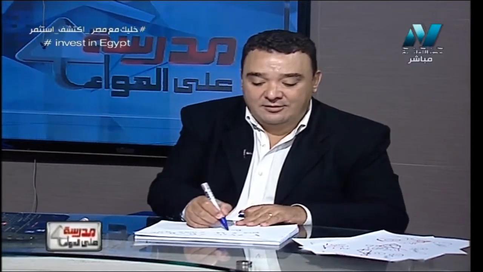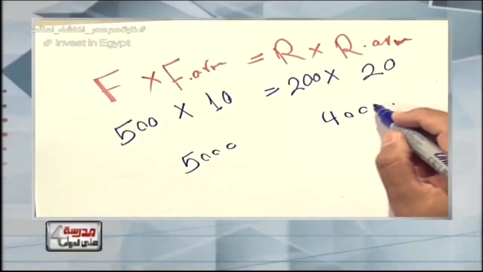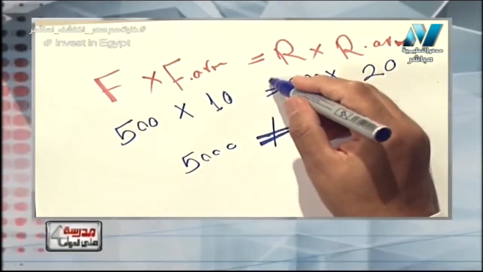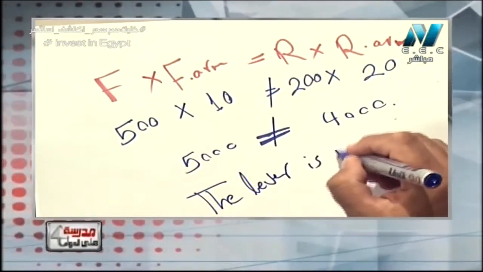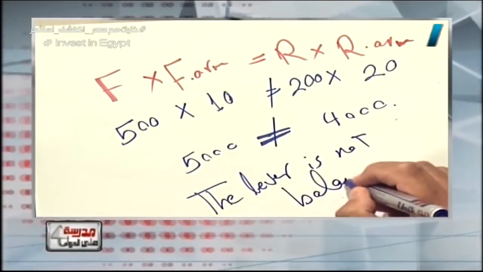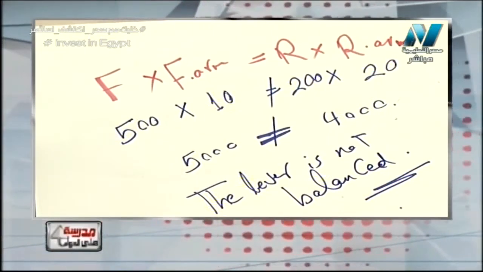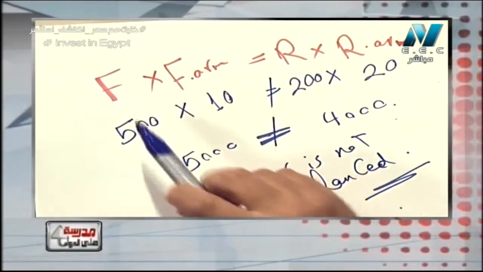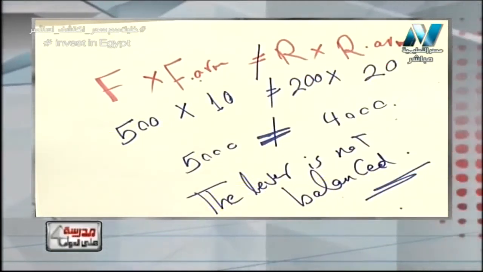So now let's answer. The right side will be 5000. The left side will be 4000. So they are not equal. Okay? So I can write not equal here. So I can write the lever here is not balanced. Sorry, I really wished the lever would come out balanced, but here it is not balanced. The lever is not balanced. Why? Because effort force by effort force arm doesn't equal resistance by resistance arm.